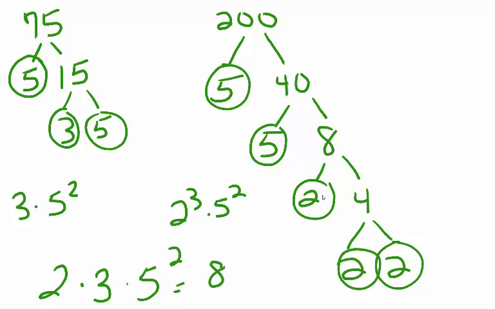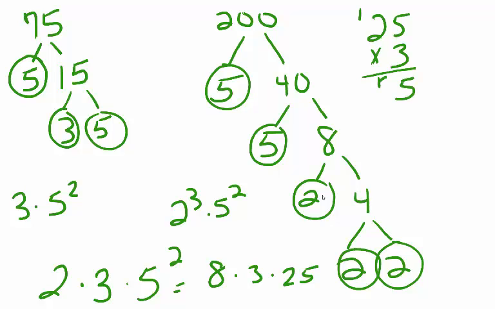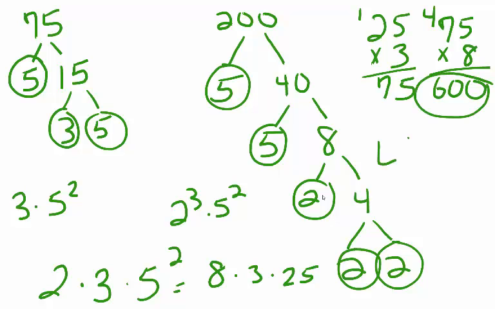2 cubed equals 8 times 3 times 5 squared, which is 25. I know that 25 times 3 equals 75. And 75 times 8, 0, carry the 4, 56, is equal to 600. So there's our LCM. The LCM for 75 and 200 is 600.